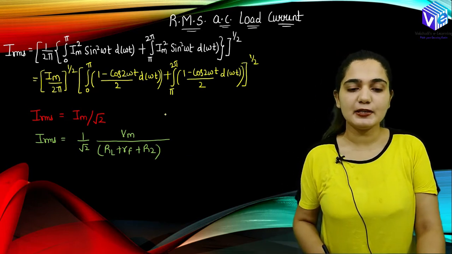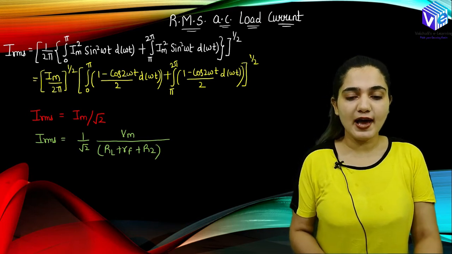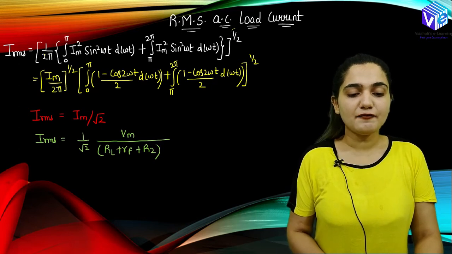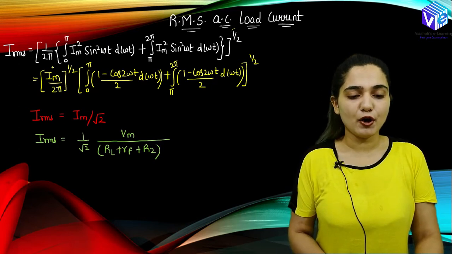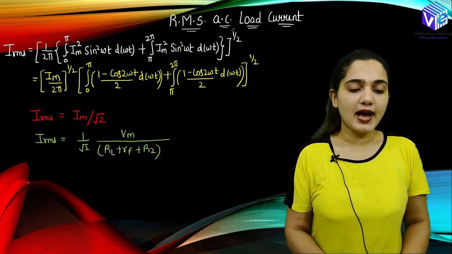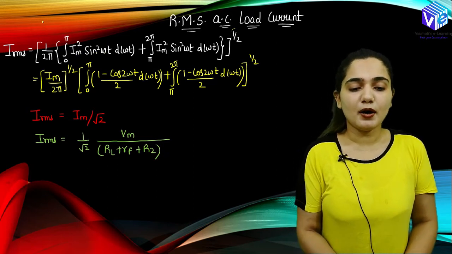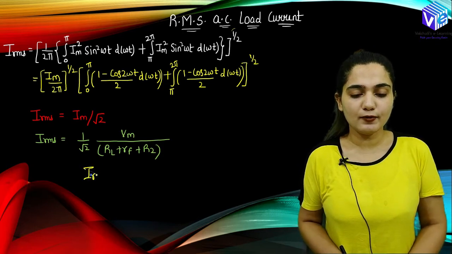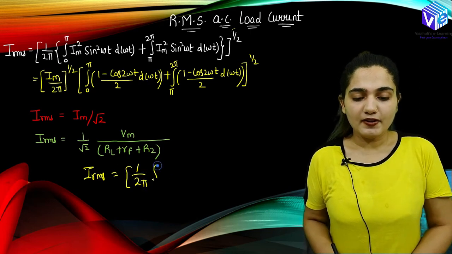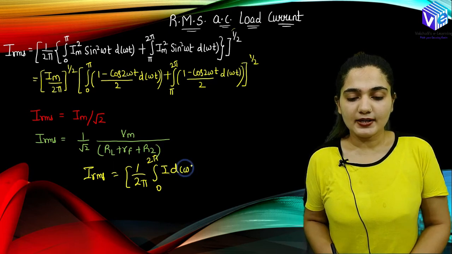So what is the RMS AC load current? For the RMS, we already know the formula, root mean square. First of all I will be taking the root, so this power 1 by 2 represents the root. Now mean, for mean I have 1 upon upper limit minus lower limit, so we have 1 upon 2 pi. Now I will be taking the square. So IRMS is equal to 1 upon 2 pi, integration from 0 to 2 pi of I square d omega t, right?